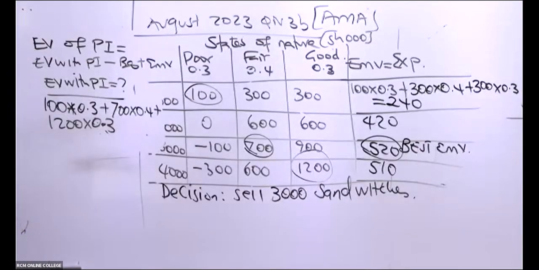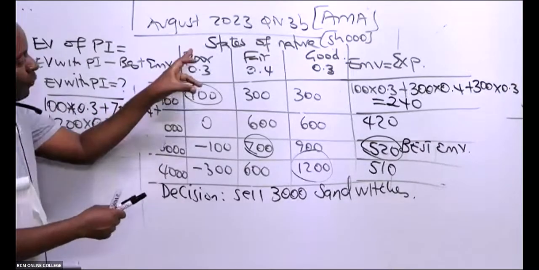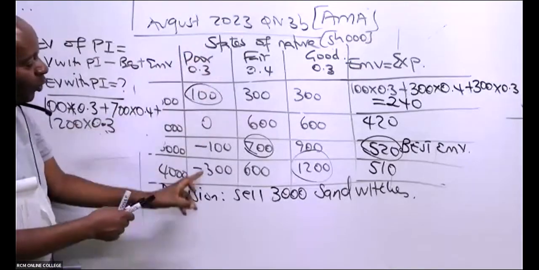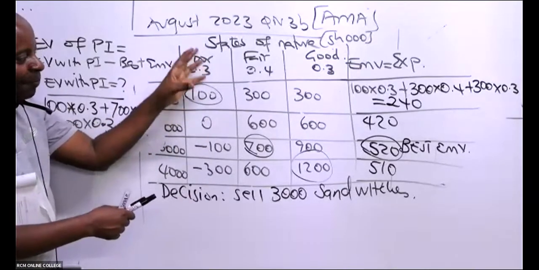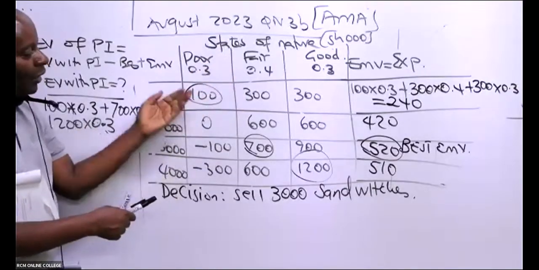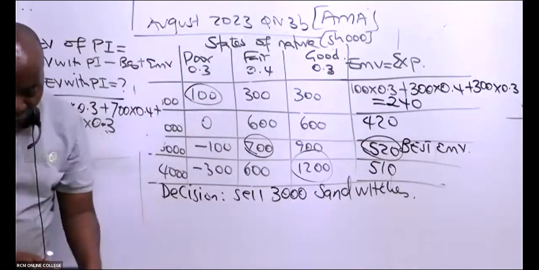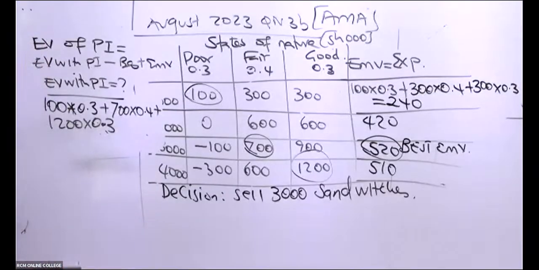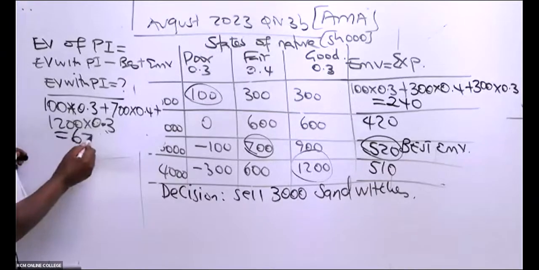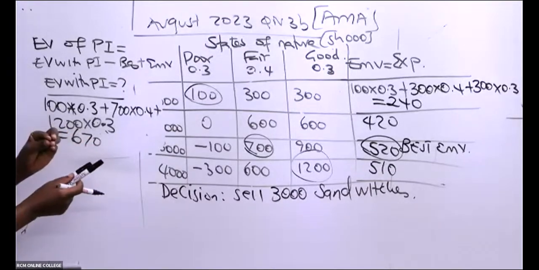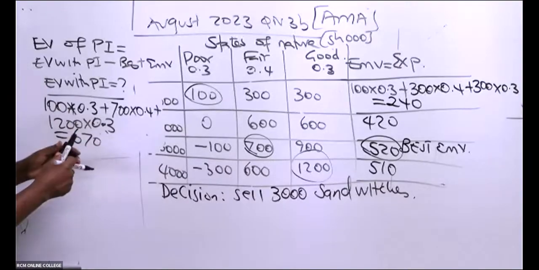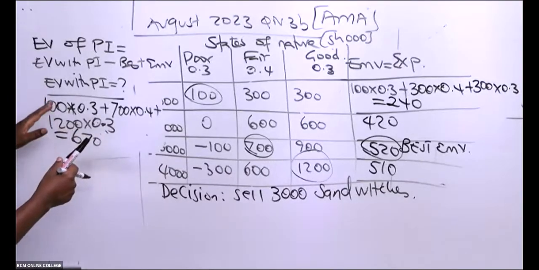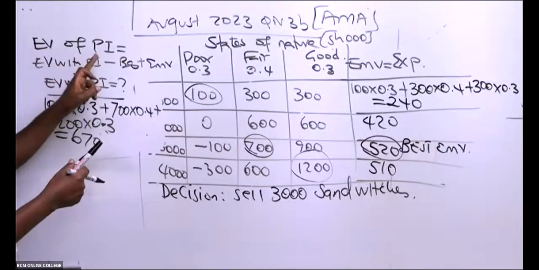So, expected value with PI. If I have perfect information that it is poor that will prevail, I will pick the highest. I pick the highest in every column, and then I multiply the values with the probabilities. I'm being told here, ladies and gentlemen, that the answer is supposed to be 418, 670. So with perfect information, the value I expect to get is 670.